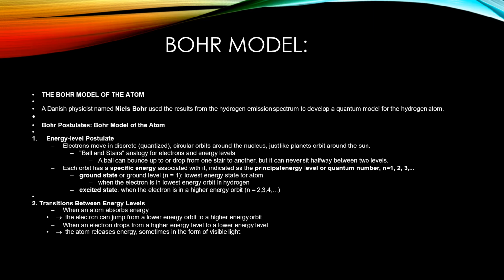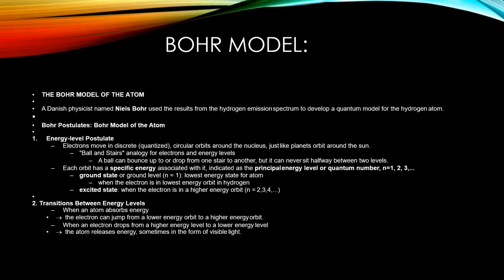But what Bohr did say was he came up with this energy level postulate, which basically says that the electrons are going to move in discrete or quantized, meaning that they have to have a specific amount of energy present to be at a specific spot, circular orbits that are around the nucleus, just like the planets are orbiting the sun. Now I've got a little analogy that I'll use in one of the next slides coming up, which is the ball and stairs analogy for the electrons and the energy levels.